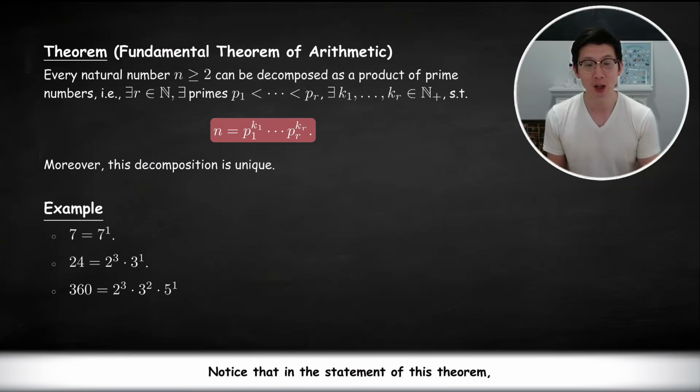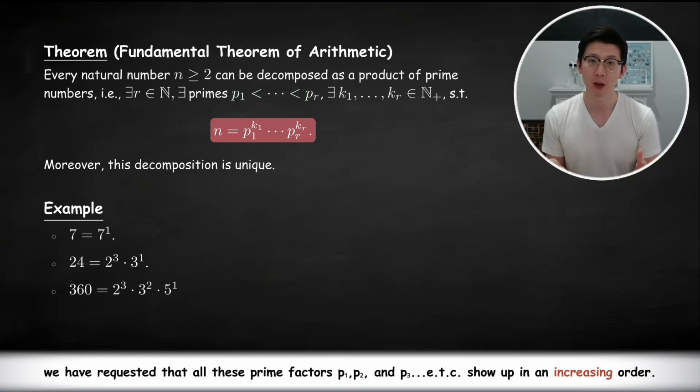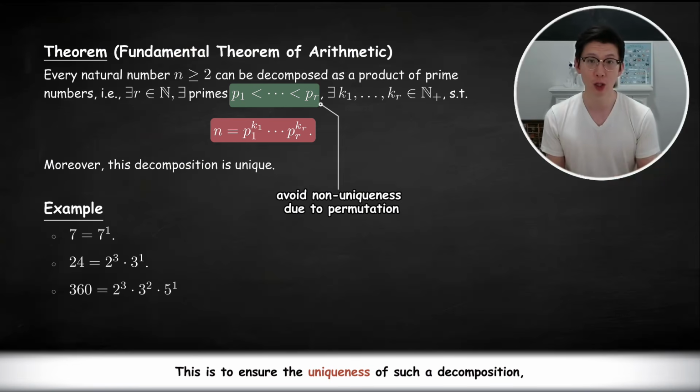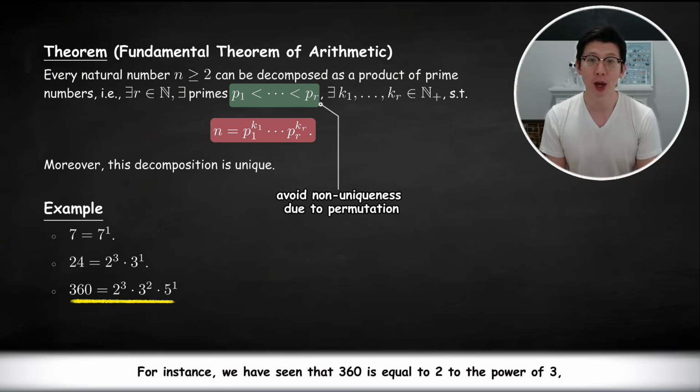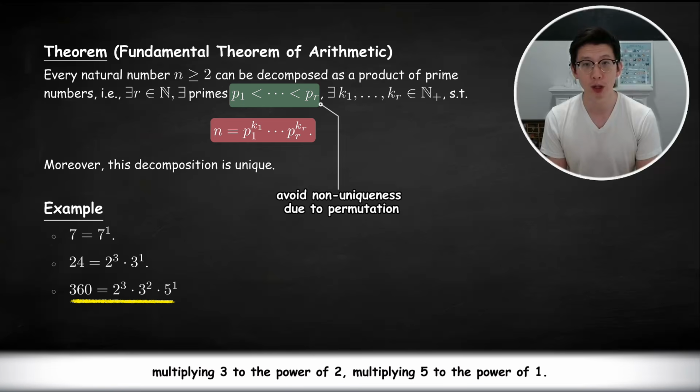Notice that in the statement of this theorem, we have requested that all these prime factors p1, p2, and p3 show up in an increasing order. This is to ensure the uniqueness of such a decomposition. Otherwise, the permutation among different prime factors will not change their product. For instance, we have seen that 360 is equal to 2 to the power of 3 multiplying 3 to the power of 2 multiplying 5 to the power of 1.